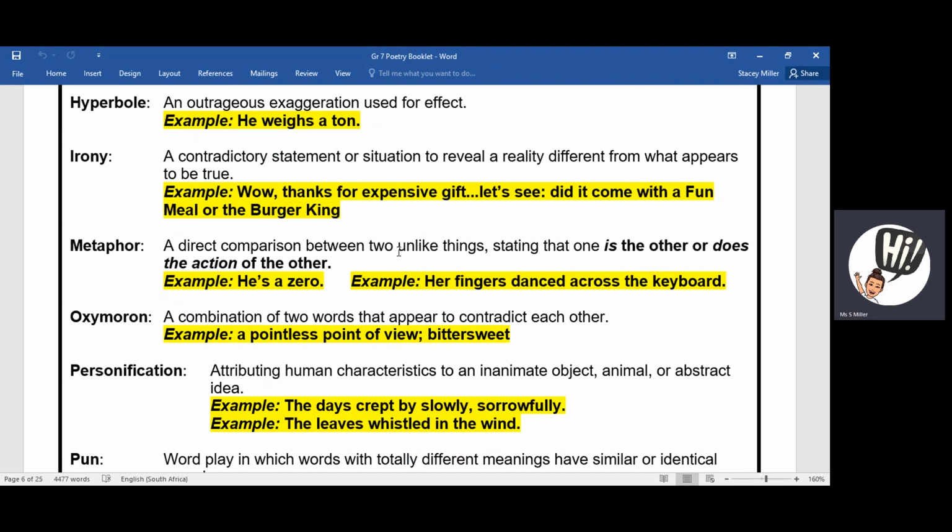So if you have a look there, the example, wow, thanks for the expensive gift. Let's see, did it come from a Happy Meal? Should say Happy Meal, or the Burger King? Now, would something expensive come from McDonald's or Burger King? Okay, so this person's actually being nasty. Should be saying thank you and be appreciative, but instead of saying this is cheap rubbish that I don't like, they are using irony and saying, oh, thank you, it's so expensive, but it's not actually, it's really cheap.